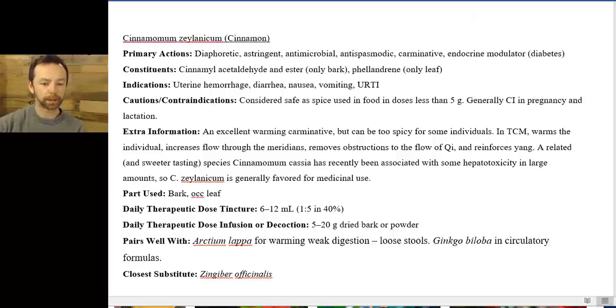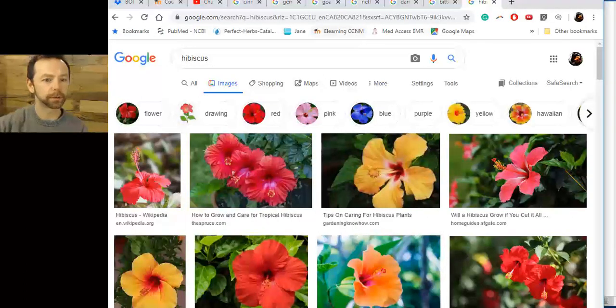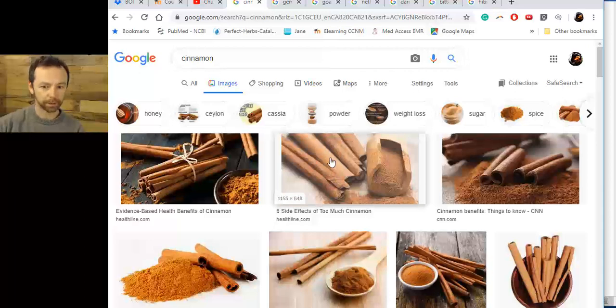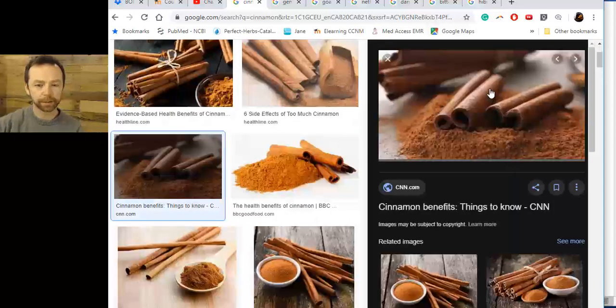Let's take a look at it. You've certainly seen cinnamon before. This is hibiscus. Let's pull up cinnamon. There it is. That's cinnamon. So we don't actually see any of the twigs. This is all exclusively the bark. Often it's turned into a powder. Lots of pretty pictures here. That is cinnamon. Not much more to say about it.